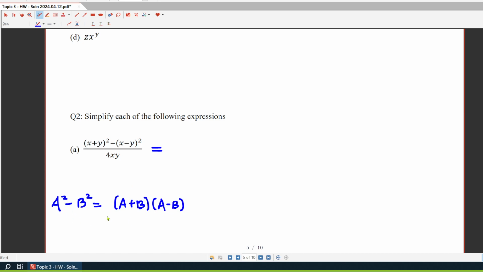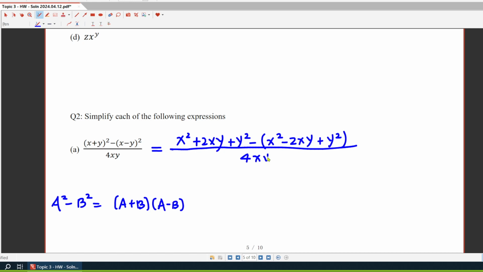Of course, if you don't know this formula, you can also expand the first one and expand the second one, and then we can actually cancel the x squared and y squared, right? For example, if you expand the first one, you will get x squared plus 2xy. If you expand the second one, you will, sorry, I lost a y squared here. Then if you expand the second one, you will get x squared minus 2xy plus y squared over 4xy, right? So we have 4xy over 4xy, which gives us 1, right?